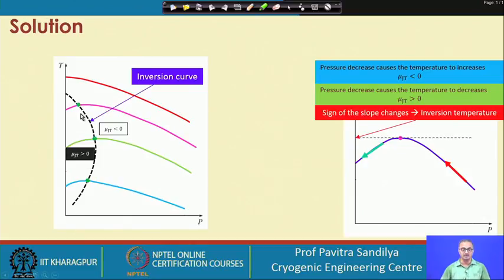We see that on the left hand side of the inversion curve we have mu JT always more than 0, and on the right hand side of this inversion curve, we have mu JT always less than 0. So, for cooling, we would like to be on the left hand side of this curve. Wherever this inversion curve reaches its maximum, that is the maximum inversion temperature.